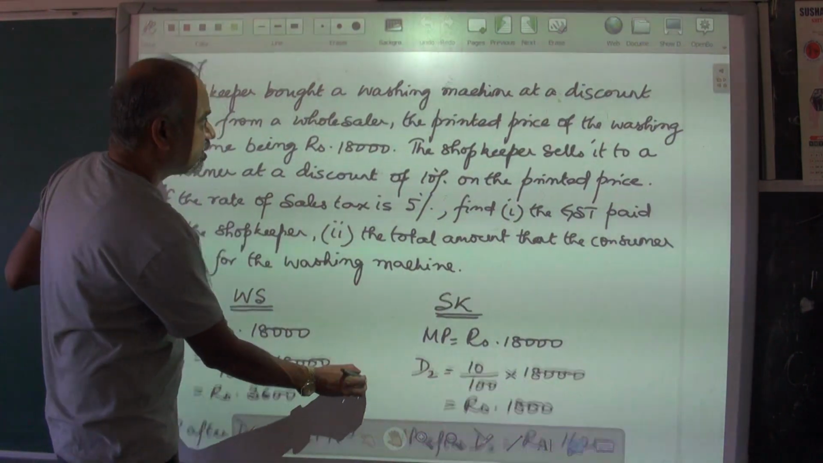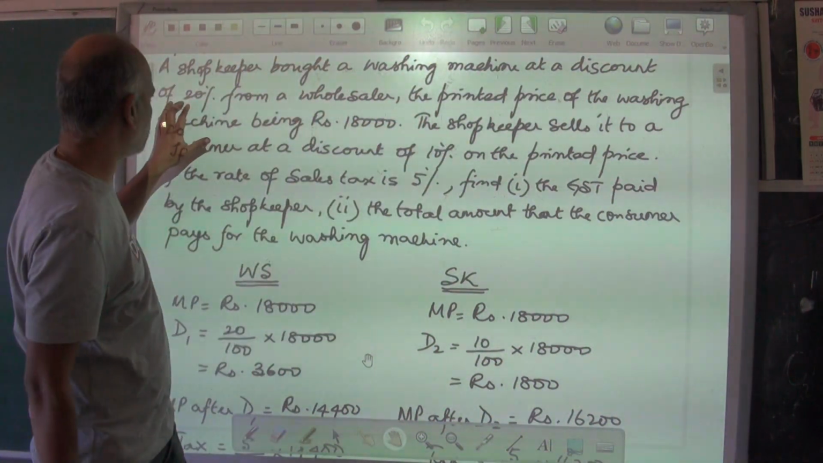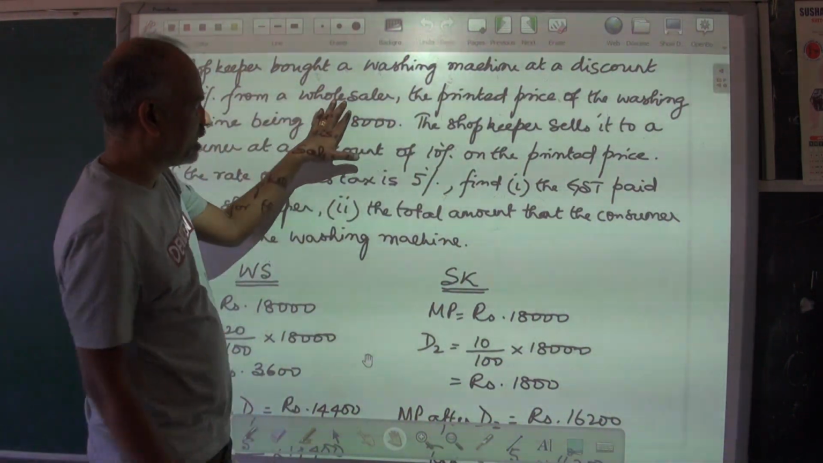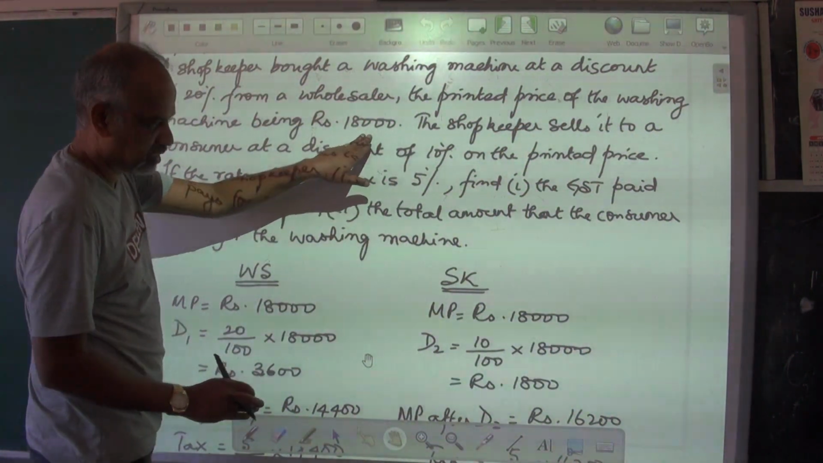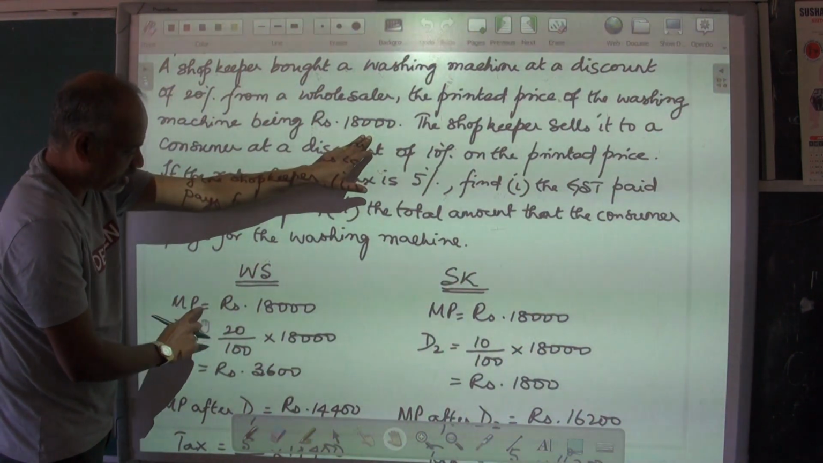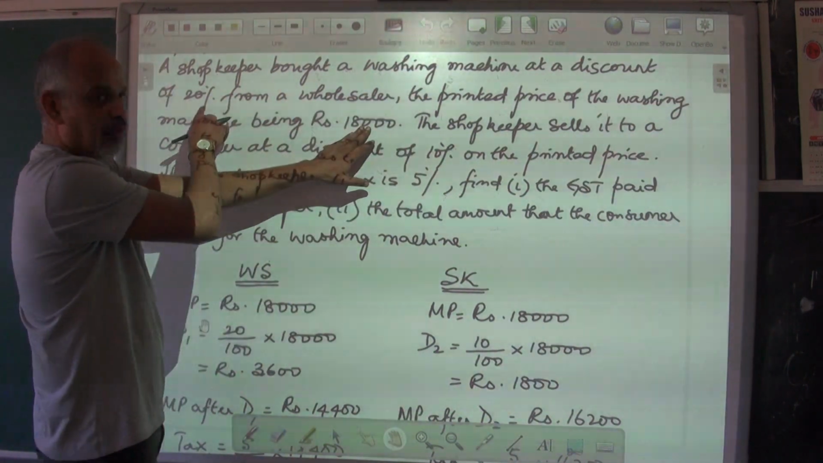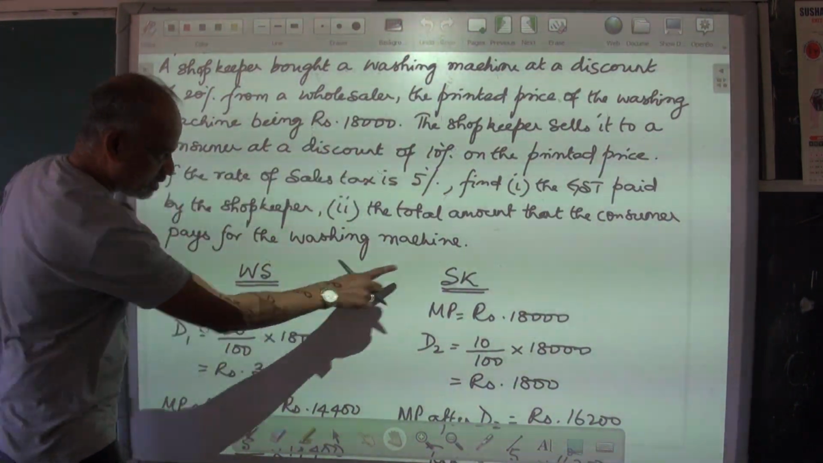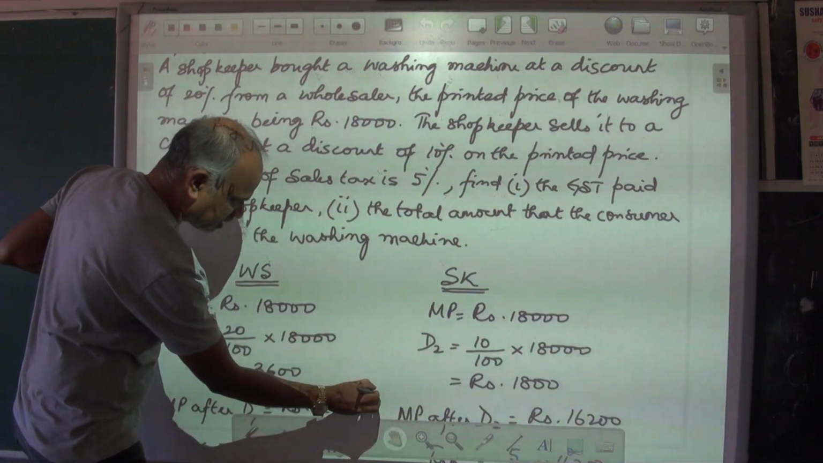A shopkeeper bought a washing machine at a discount of 20% from a wholesaler. The printed price of the washing machine being rupees 18,000. Shopkeeper is buying from the wholesaler. Printed price means mark price is rupees 18,000. But he gets a discount of 20% on this. So if he's buying from him, he's going to get a 20% discount. So let's calculate the discount.